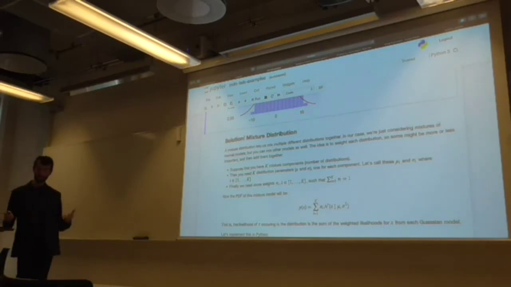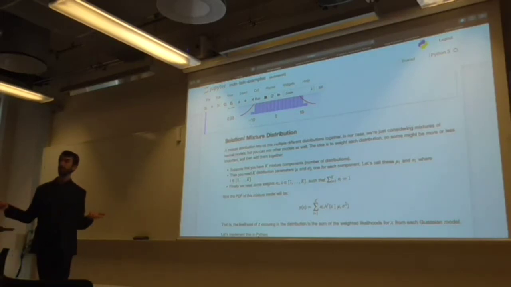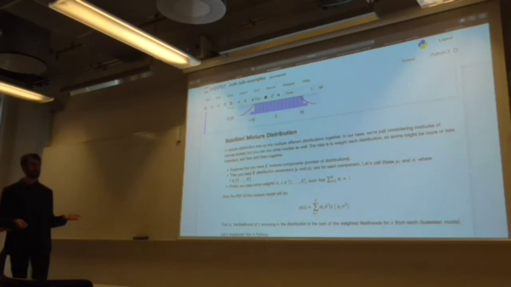So what you do for a mixture distribution is you suppose you've got k distributions, k components, and then you need the parameters for each of those component distributions. In the case of normal distributions, that's 1 mu and 1 sigma for each one. And then you don't just add these distributions together, you mix them with relative weights. So some of these distributions might be more important than others. So we've got our weights here, which are going to be the pi's, pi i. And the important fact about the weights is that the weights have to sum to equal 1.